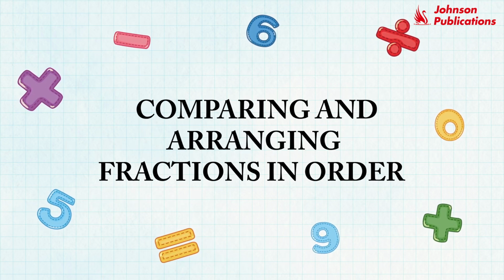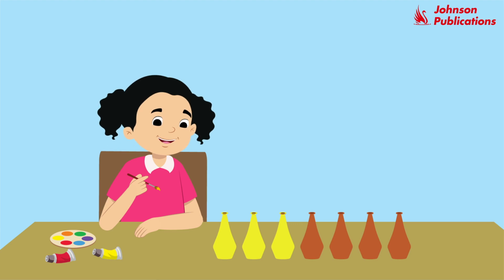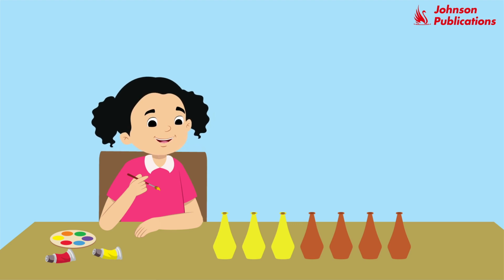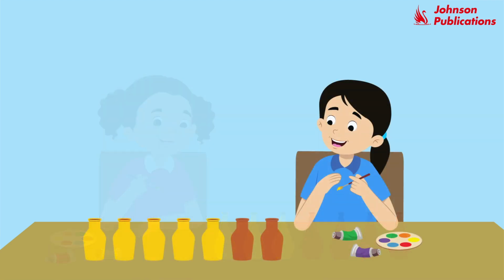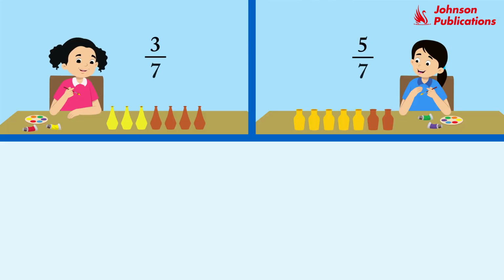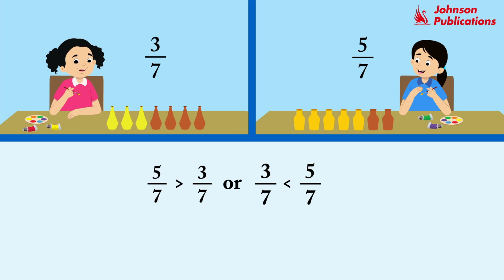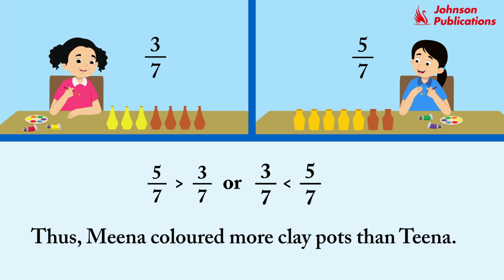Comparing and arranging fractions in order. Tina and Meena are coloring clay pots. Tina colored 3 by 7 of the total clay pots and Meena colored 5 by 7 of the total clay pots. Who colored more clay pots? Since 3 by 7 and 5 by 7 are like fractions, therefore, to compare these fractions, compare their numerators. 5 by 7 has a greater numerator than 3 by 7. Thus, Meena colored more clay pots than Tina.